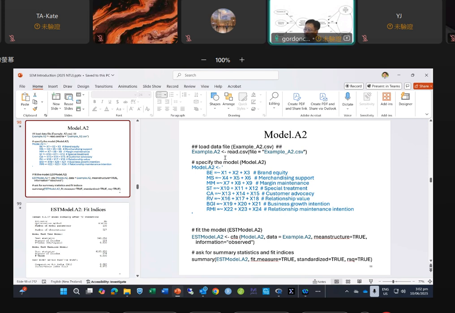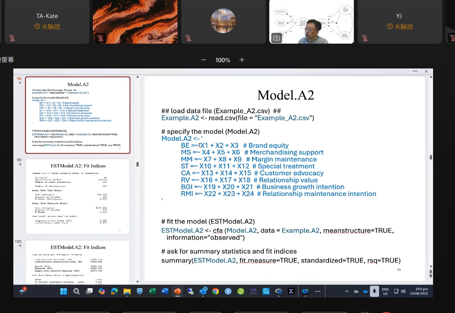As we did yesterday, first we need to load the data file into R, and then we specify the model. Now you can see that for a measurement model, yesterday when we dealt with regression, the operator that we used was a tilde. Today, when we deal with a measurement model, we use equal tilde. That means here we use X1, X2, and X3 to measure brand equity, BE.